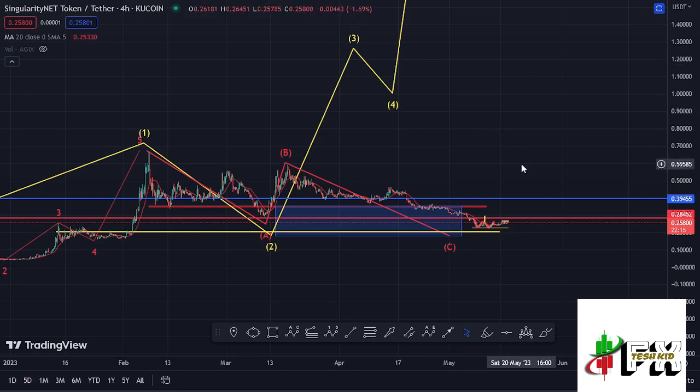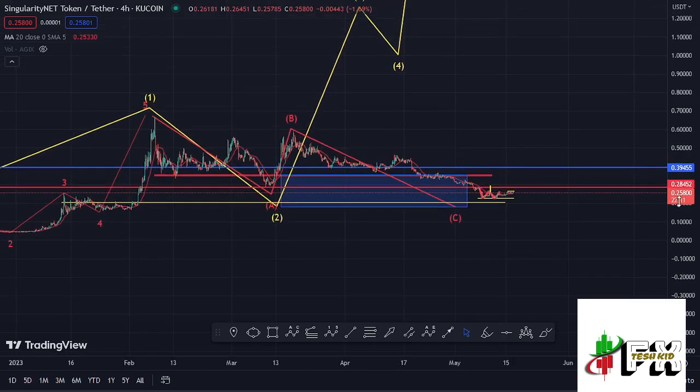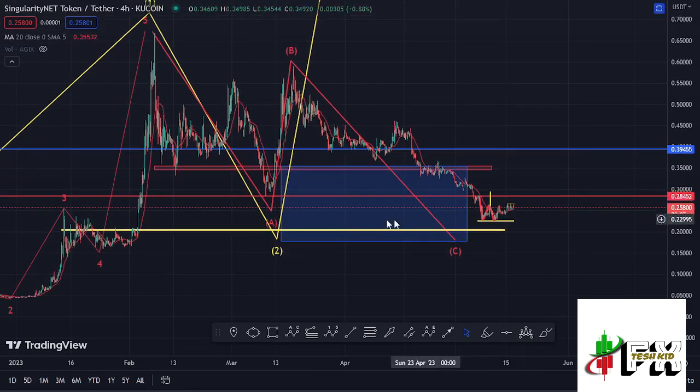But for now, I don't want to give you minimum target areas for that wave 3, since we don't have any confirmations that the low for this second wave is in. And also remember that we still have chart patterns that are still suggesting further breakdown. So let's first watch out for the short-term scenarios here on the AGIX chart before we can get minimum target areas in the formation of that wave 3, and also a confirmation that the low for this second wave is in.